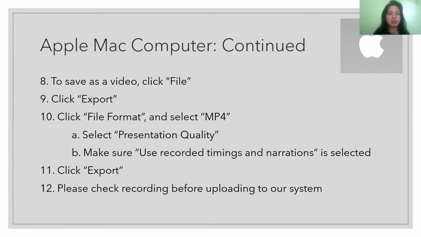So to save the video, you'll click on File, then Export, then you'll click on File Format and select MP4. You'll select presentation quality, again, making sure that you have Use Recorded Timings and Narration selected. You'll click Export, and you'll make sure that your narration is exactly how you want it to be before uploading it onto our system.